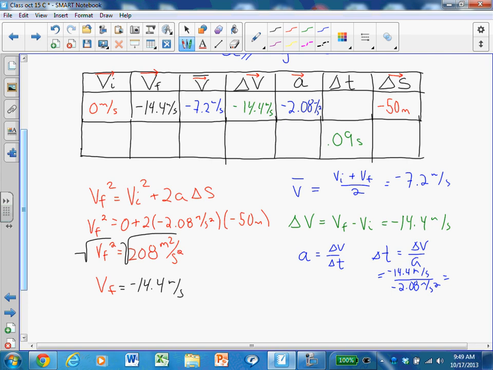6.92. What are my units? Just seconds, because meters per second divided by meters per second squared is the same thing as meters per second times seconds squared over meters. Cancel, cancel, cancel, cancel, seconds, right? Everybody follow that?